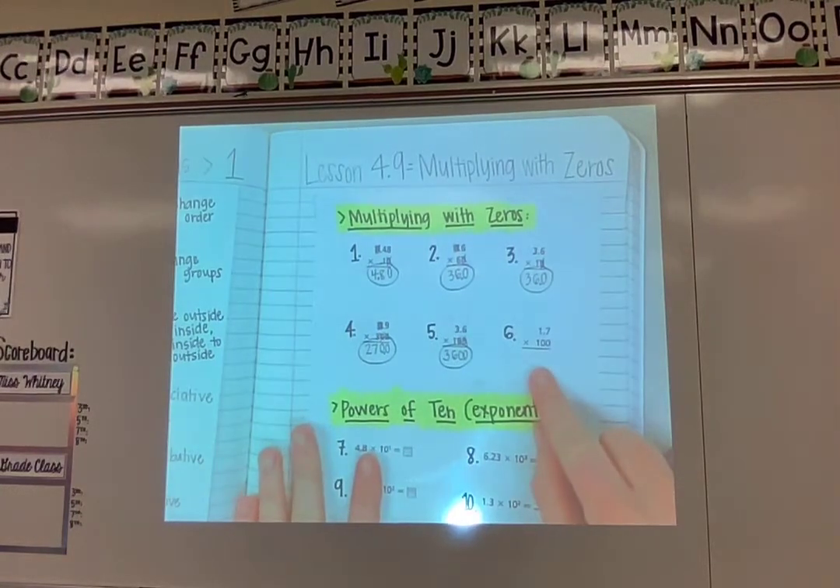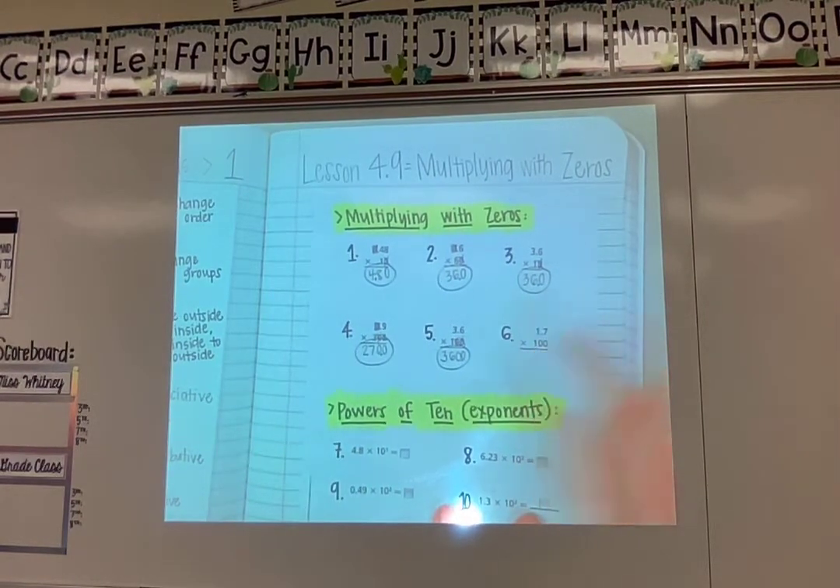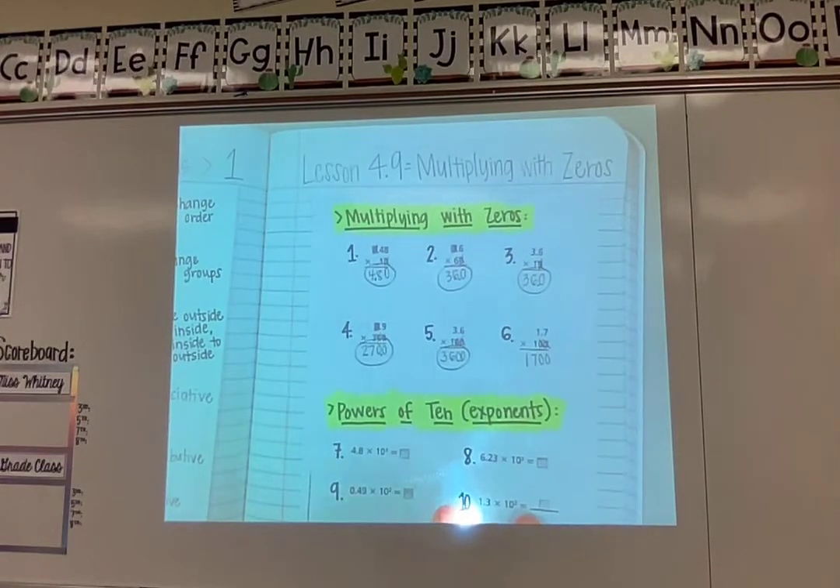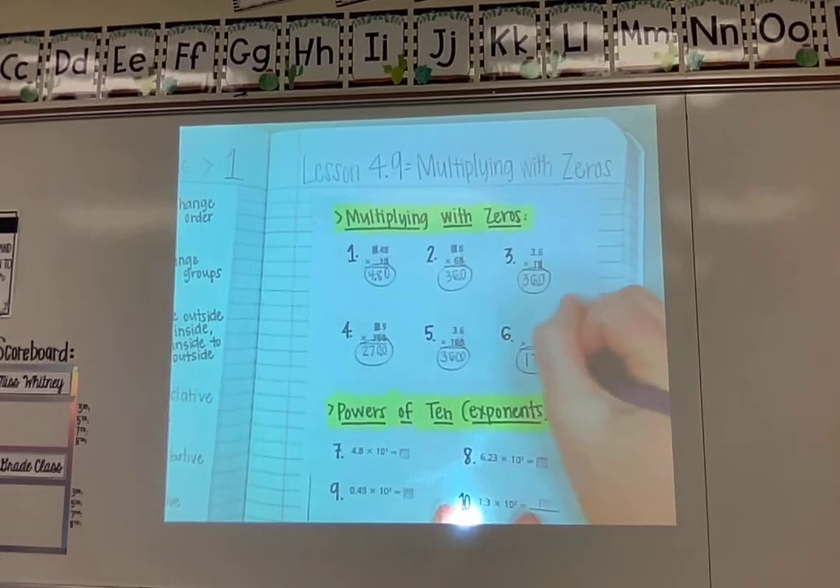And one last one like this, number 6. I see 2 O's in the back, so XX, OO. Now I'm multiplying with the 1. 1 times 7 is 7. 1 times 1 is 1. Count up where my decimal needs to go. There's just one number back there again, so 170.0.